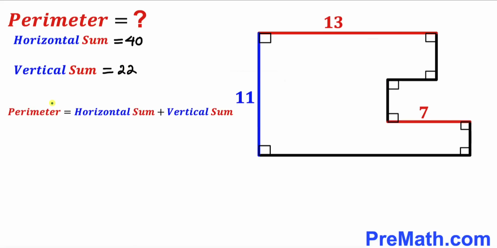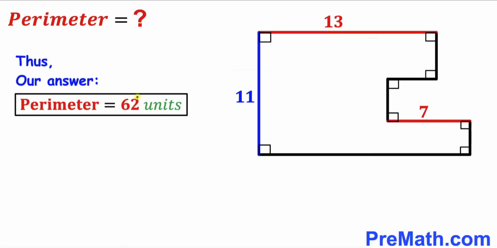And here's our final step. Now let's make an observation. We can see the perimeter of this given polygon is equal to the horizontal sum plus the vertical sum. Our horizontal sum turns out to be 40, and our vertical sum is 22. Let's fill in the blanks in this equation: horizontal sum 40 plus vertical sum 22. If we add these, that's going to give us 62 units. Thus the perimeter of this given polygon turns out to be 62 units, and that's our final answer.